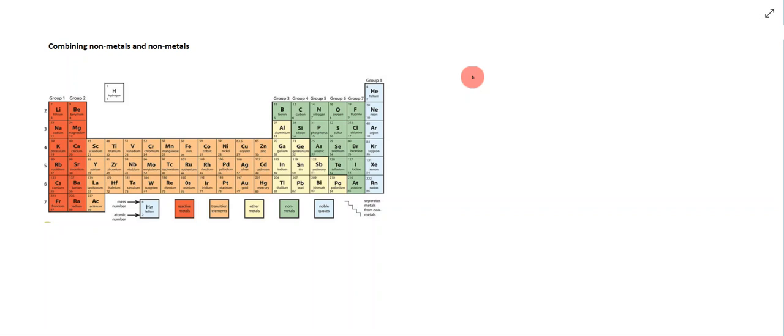Okay, good morning. So what I want to think about now is when you're combining non-metals with non-metals. Again, just as a reminder, everything that's in green here is what's known as a non-metal. Also, hydrogen, even though it is part of group 1, would be considered a non-metal as well. Now, imagine we have carbon, and we add hydrogen.